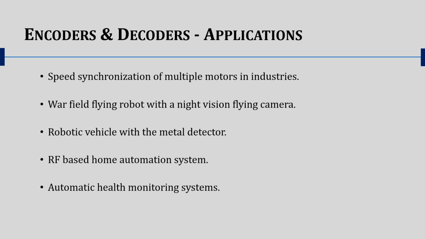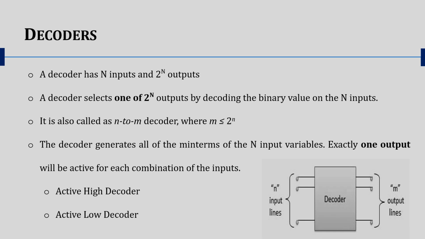The various applications of these encoders and decoders are speed synchronization of multiple motors in industries, a warfield flying robot with a night vision flying camera, a robotic vehicle with a metal detector, an RF-based home automation system, and automatic health monitoring systems.